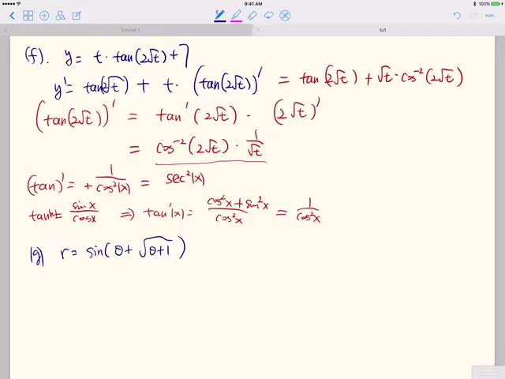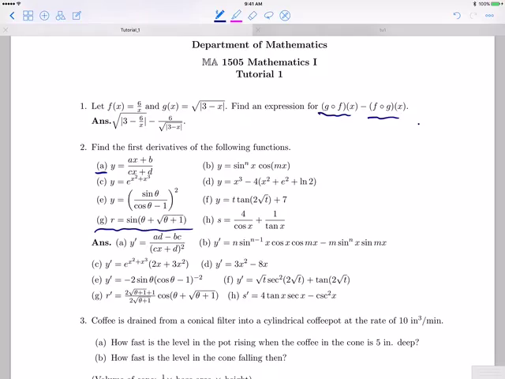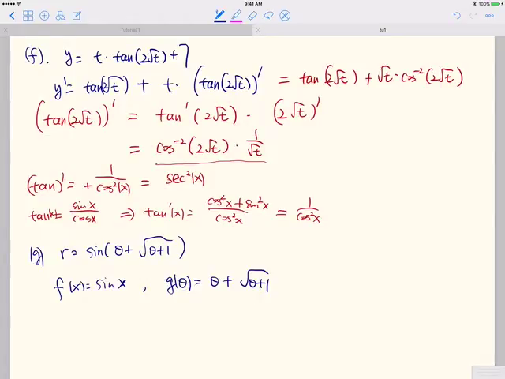So you see, this seems really strange, this function. We have no idea how this will behave, right? So that's where we're gonna use the derivative. So we just calculate the derivative. Once again, I will do this in this form: f(x) equals sine x, and g(theta) equals theta plus square root of theta plus 1. Is this correct? Yeah, that's correct. Check again. Yeah.